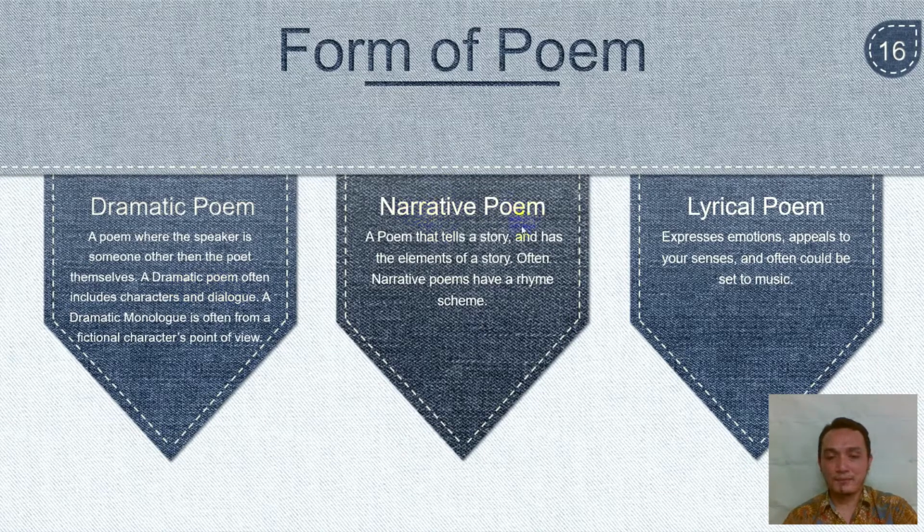The next is narrative poem that tells a story and has the elements of a story. However, narrative poems have a rhyme. The next is lyrical poem. Lyrical poem is expressions of emotions, appeals to your senses, and often could be set to music. That's called the lyrical poem.